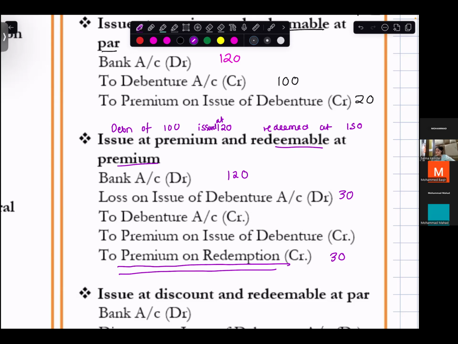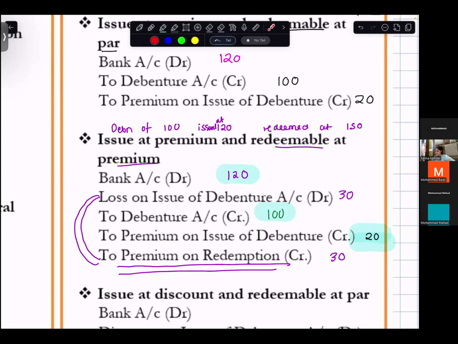Debenture was for how much? 100. So debenture will be credited by how much? 100. So debenture was of 100 and you received 120. So you received how much extra? 20. This 20 extra is good for you, so it's a profit, credited. What is the name of this profit? Premium on issue of debentures.